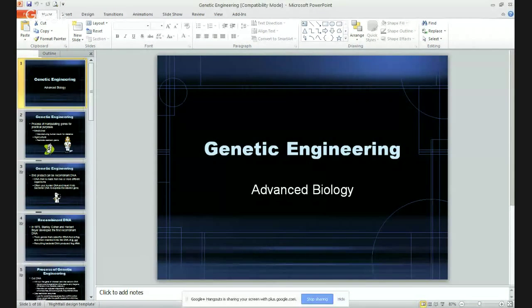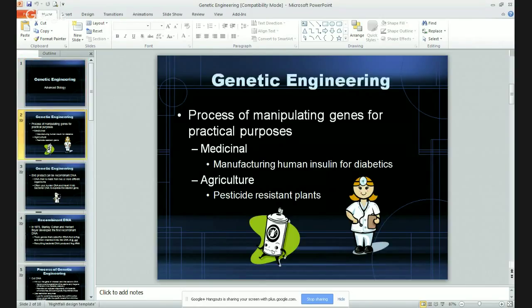Good morning. Today we're going to go into genetic engineering. So what can we do with our DNA now that we know what genes we have and things like that? What genetic engineering is, it's manipulating genes for practical purposes.